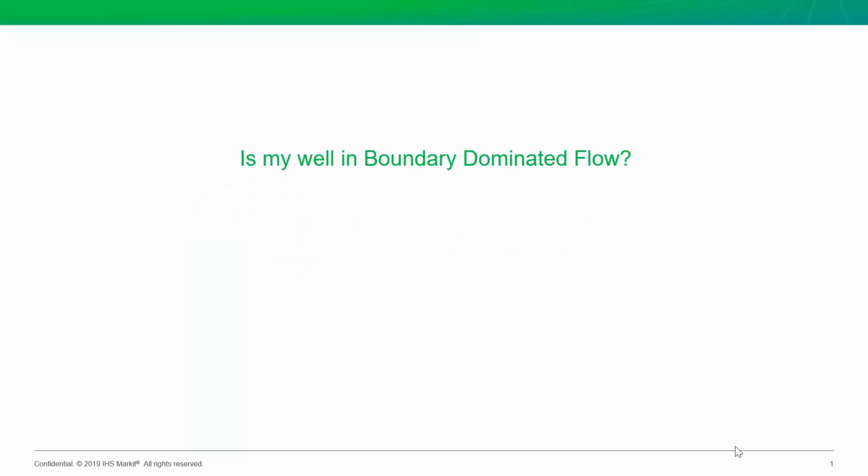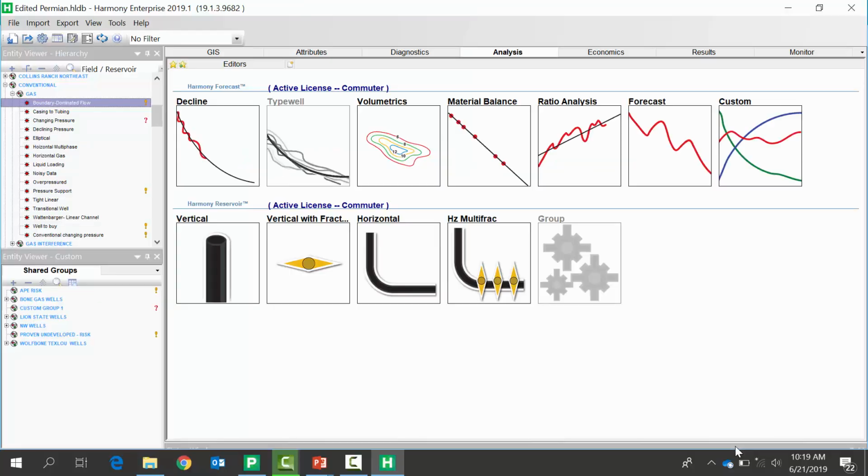Today's topic is: Am I in boundary-dominated flow? This is primarily aimed at conventional wells, and let's just get into it. In this case, I've got a vertical gas well with a hydraulic fracture, and I can always start by doing my flowing material balance.